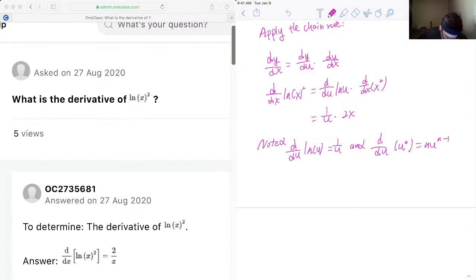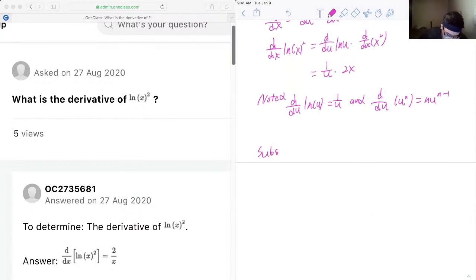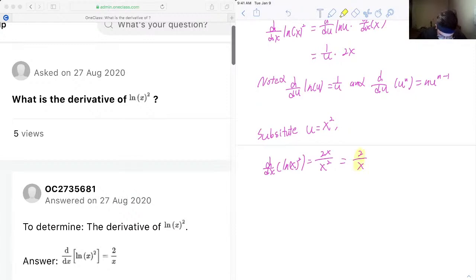So now we substitute u is equal to x squared. So now the derivative of ln x squared will be equal to 2x over x squared, which is going to be 2 over x, because the x in the denominator and numerator cancel out with each other. Okay, and that will give us our correct answer.